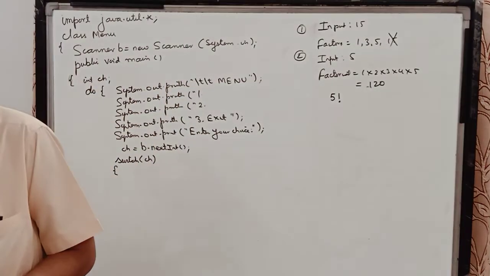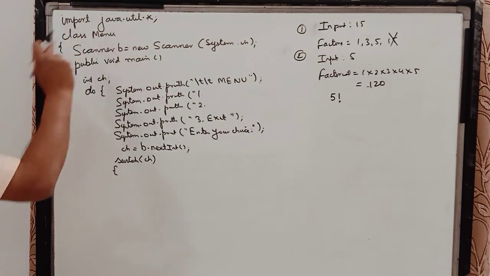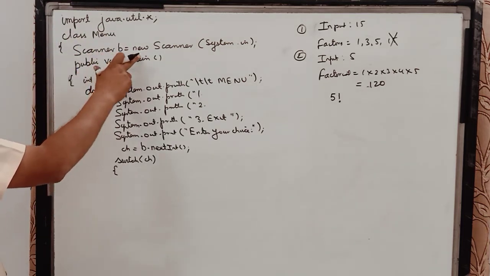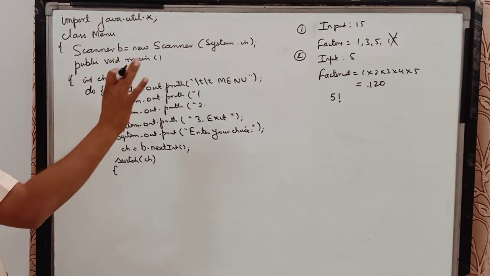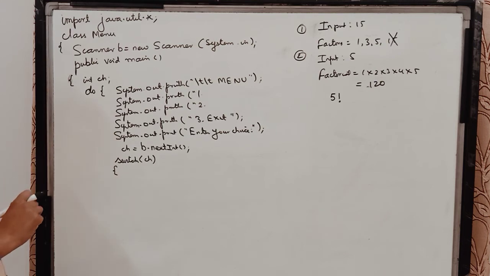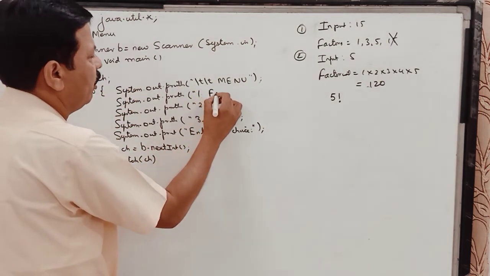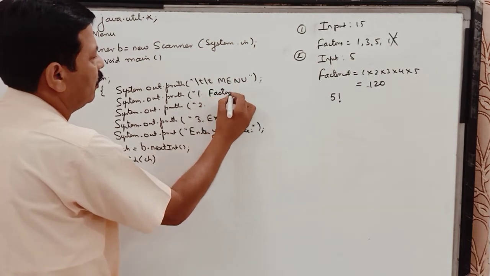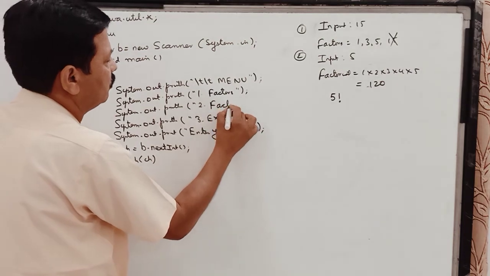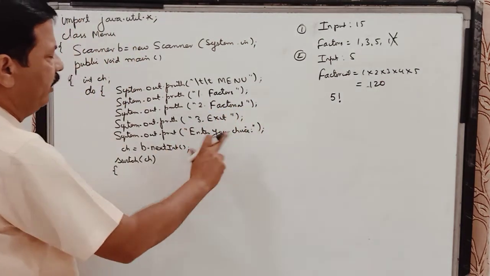So this program we are going to do, and in this program we are going to use the import java.util. We are going to write a class. We are going to write the scanner. B is equal to, or object of scanner class is to be prepared. Public void, int ch I am using, but in menu the option is going to change. So first is for factors, and second option is factorial. I think the program is clear. Third is exit. Enter your choice.